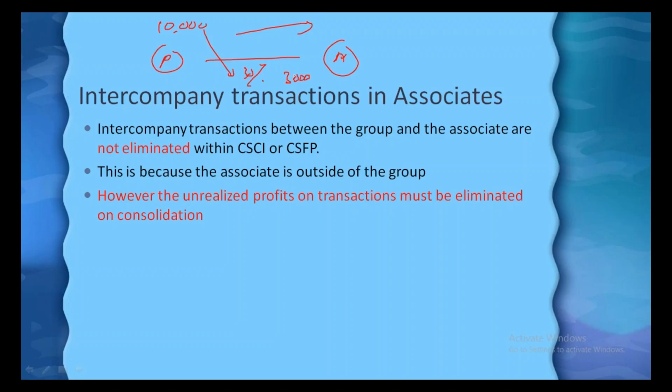Parent has earned a 3,000 income by selling it to A. But A has not yet sold it to the outsiders. Let's assume the entire 10,000 sold is not yet sold to the outsider. So now, if the parent decides to take that 3,000 as a profit in company P's books, that is not right. Reason? Because the entire 3,000 is not yet realized. So parent company P can't take it. This is called unrealized profit.